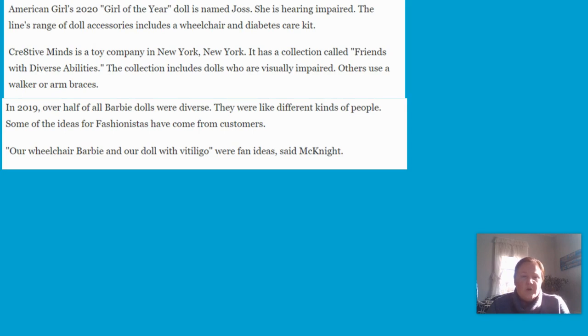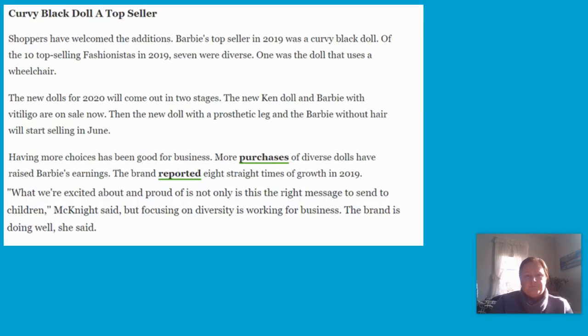In 2019, over half of all Barbie dolls were diverse. They were like different kinds of people. Some of the ideas for fashionistas have come from customers. Our wheelchair Barbie and our doll with vitiligo were fan ideas, said McKnight. Curvy black doll a top seller. Shoppers have welcomed the additions. Barbie's top seller in 2019 was a curvy black doll. Of the 10 top-selling fashionistas in 2019, 7 were diverse. One was the doll that uses a wheelchair.